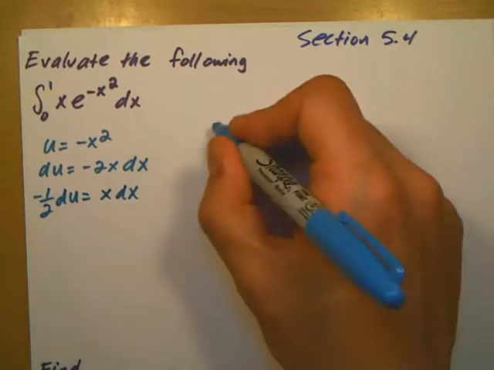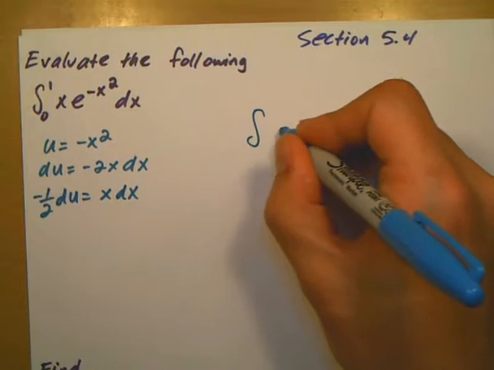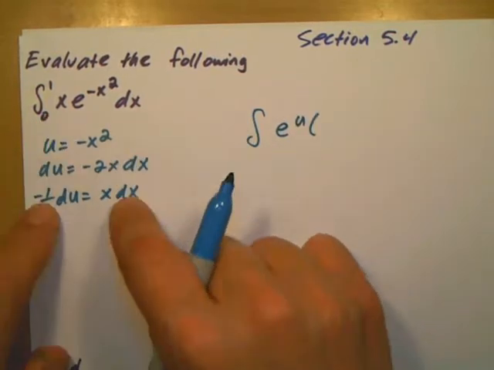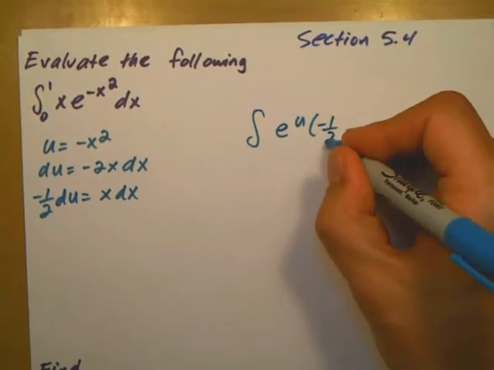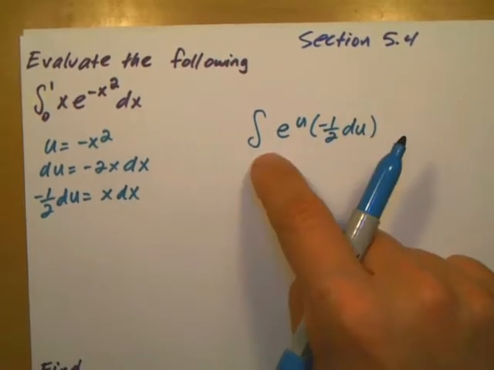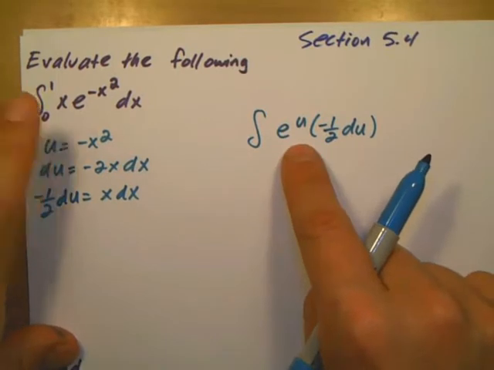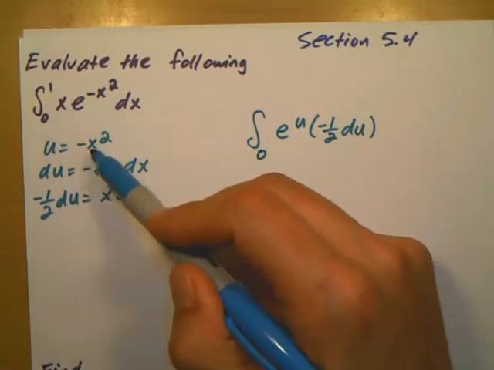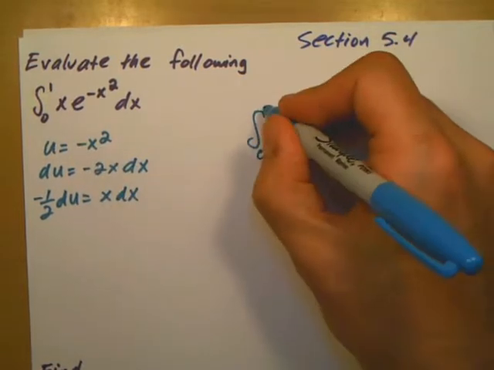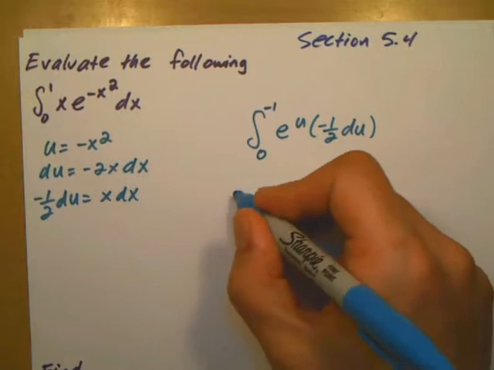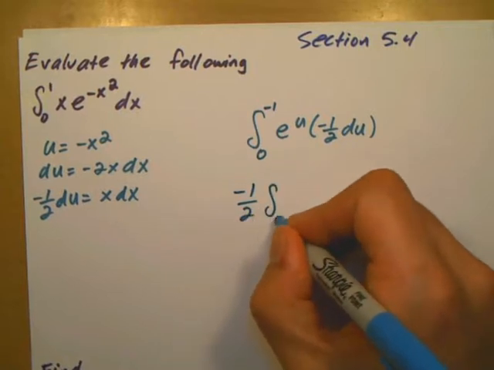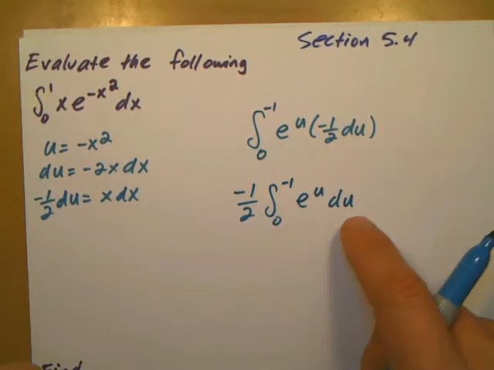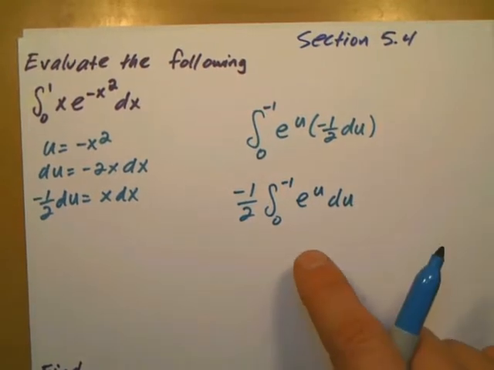And so my integral turns out to be e to the u. I'm able to replace x and dx with negative 1/2 du. And I have to change my limits because I have a u sub with limits, so this 0 stays 0. Now when I plug in a 1, it becomes negative 1. This negative 1/2 factors out. And it's perfectly okay to have your limits be rearranged or not be in the correct order when you're doing a u sub, but only when you're doing a u sub.